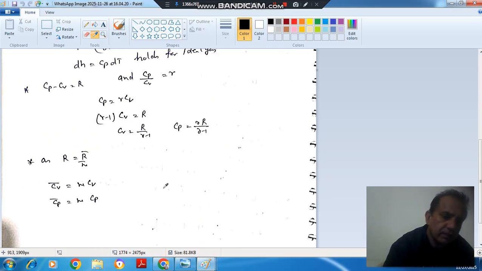Again, this R is the characteristic gas constant, which is equal to the universal gas constant divided by molecular weight. Similarly, molar Cv is molecular weight into Cv, and molar Cp is molecular weight into Cp. The universal gas constant is the characteristic gas constant into mu. So molar Cv is molecular weight into Cv, the specific heat at constant volume in kilojoule per kilogram per degree Kelvin, and this is your molar Cp, that is equal to mu into Cp.